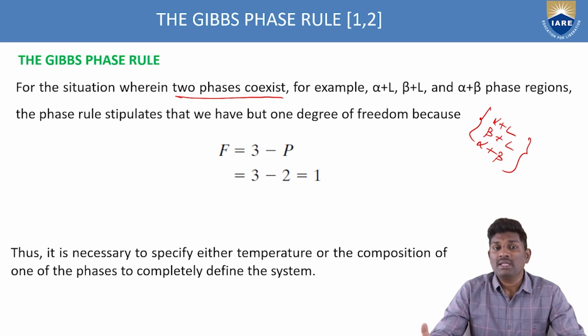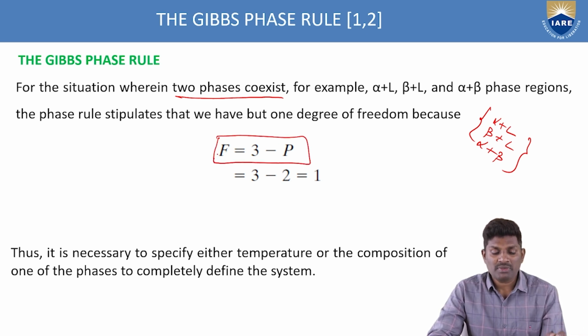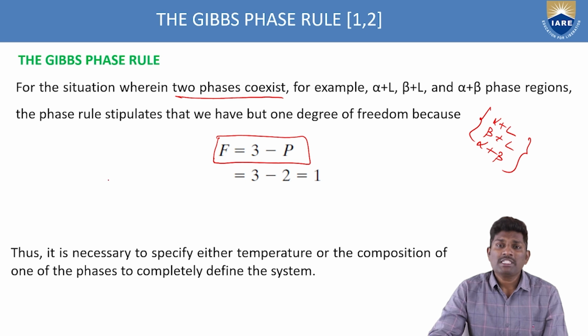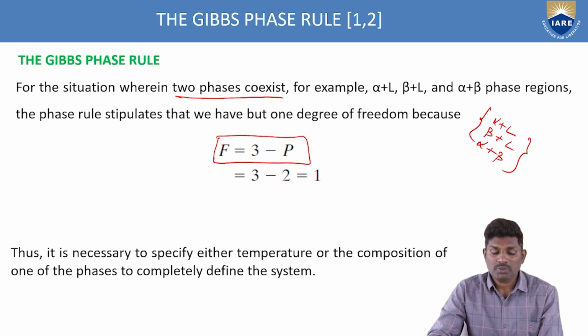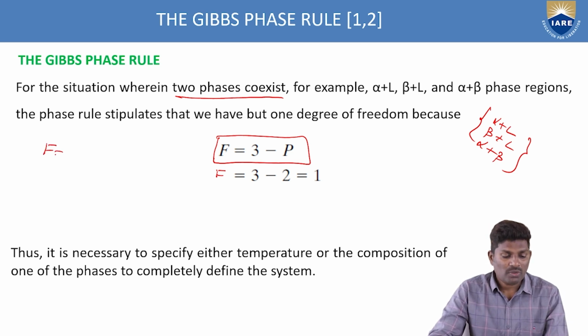What happens to the degrees of freedom, that is the F value? So we have that general equation from the Gibbs phase rule as F equals 3 minus P. In the earlier case, P we have taken as 1. Now in this case, since we are taking two phases existing, P we are replacing with 2. So therefore, we are getting F equals 1. That means either any one parameter of the composition or the temperature is required to describe the characteristics of the alloy existing in the system. Here F is equal to 1.